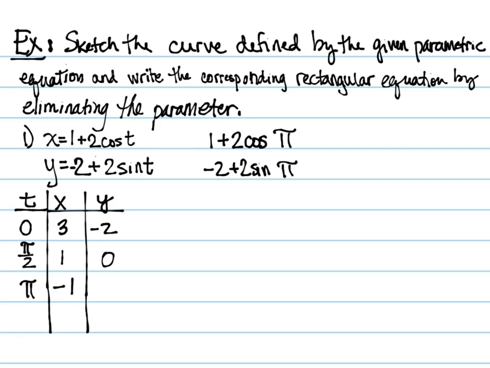Eventually it'll cycle back onto itself though. What about sine of pi? That's 0. So this actually gives me the point negative 1, negative 2. So the y value stayed the same, the x value was different. What would I try after pi? 3 pi over 2.